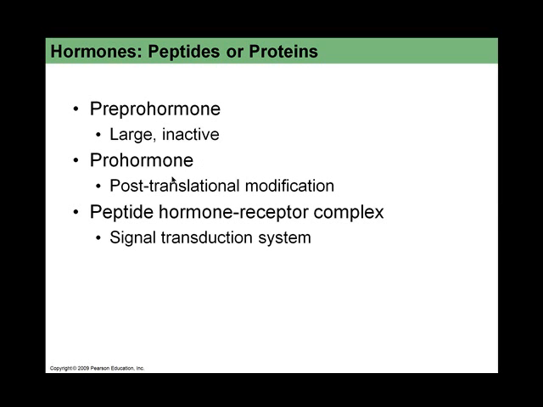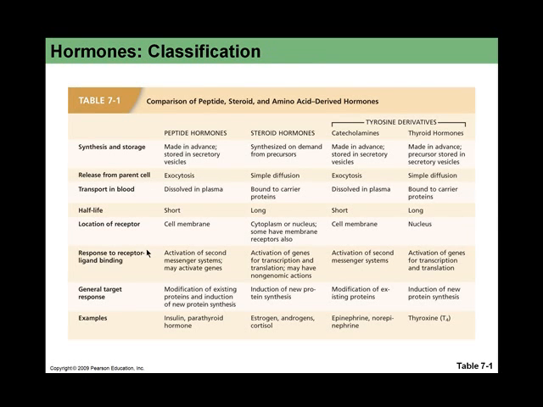The prohormone is going to be affected by post-translational modifications. This might be phosphorylation more so than what we talked about with the angiotensinogen. The peptide hormone receptor complex would be associated with a signal transduction system. So we're familiar with that from the prior presentation on chapter 6.